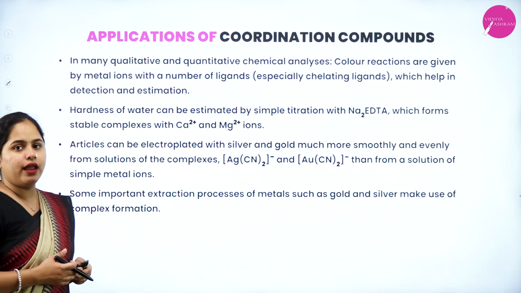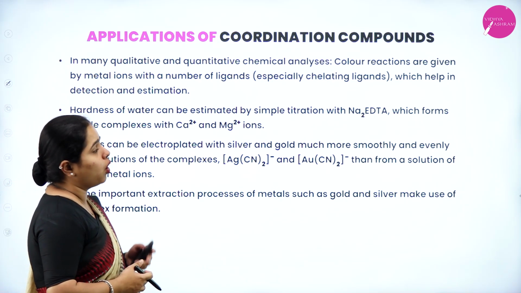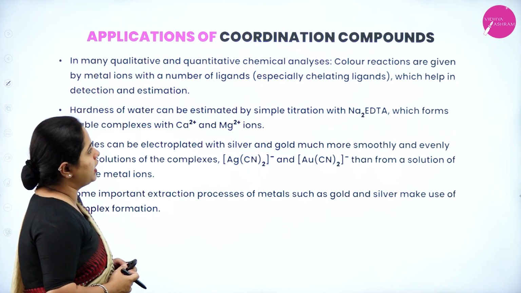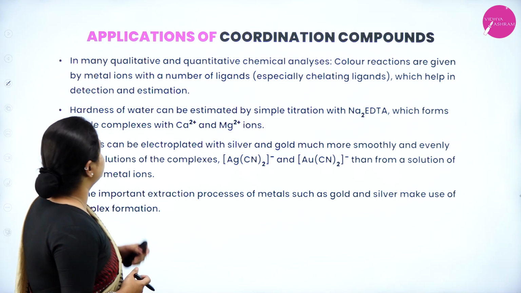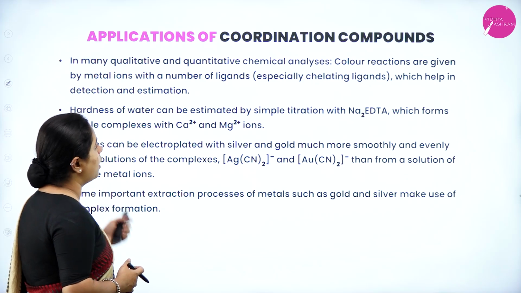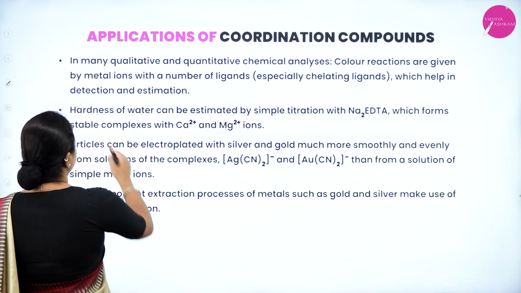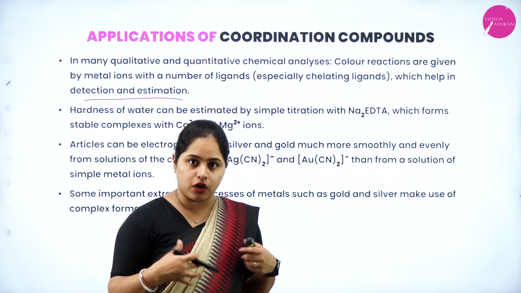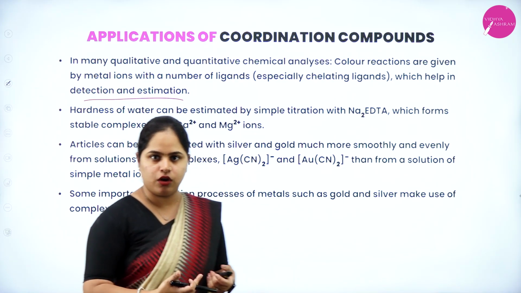Now moving on to the last part, what are the applications of coordination compounds? In many qualitative and quantitative chemical analyses, color reactions are given by metal ions with a number of ligands, which help in detection and estimation. They are easy to detect and estimate because of course they are colored coordination compounds, right?